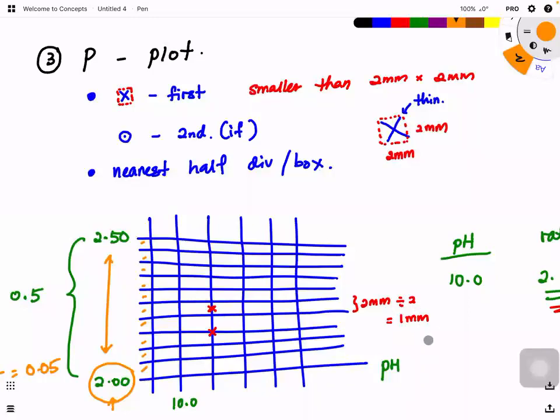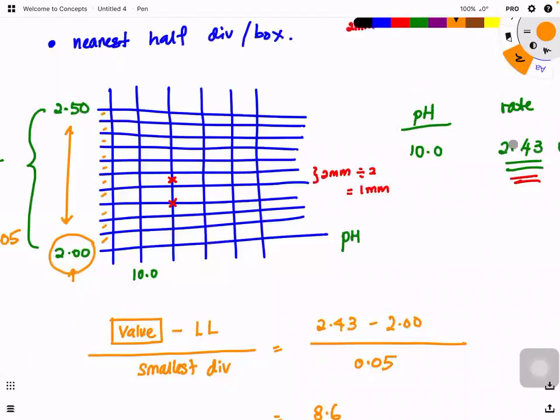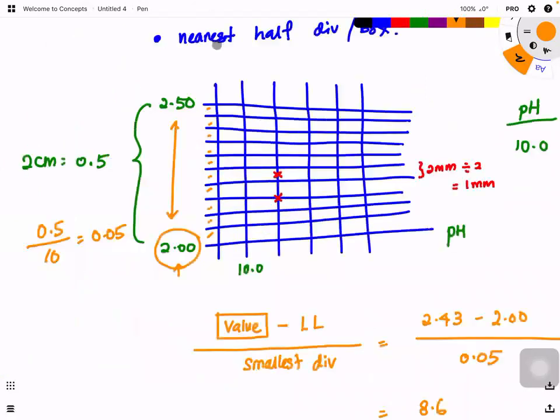Now, for example, in this case, if pH equals 10 and my rate is 2.43 units, how do I plot 2.43? Look at this. I'm going to plot between 2 and 2.5, correct? So this is my lower limit. I use my value 2.43 minus my lower limit 2.00, divided by the smallest division. So how many units is each smallest division? 2.5 minus 2 means 10 divisions is 0.5, so 1 division is 0.05.